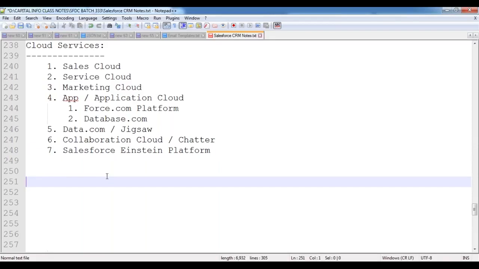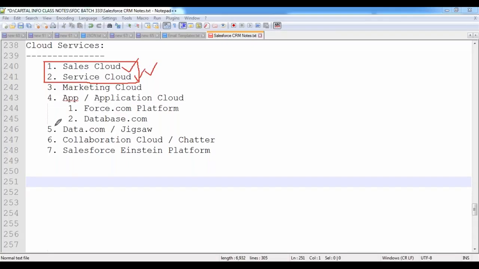Now, from the interview point of view, you will have some standard questions. What exactly is Sales Cloud? What exactly is Service Cloud? It's a common question in every interview. What do you mean by Sales Cloud? What do you mean by Service Cloud? What objects are we using in Sales Cloud? What objects are we using in Service Cloud? It's a standard question in every interview.